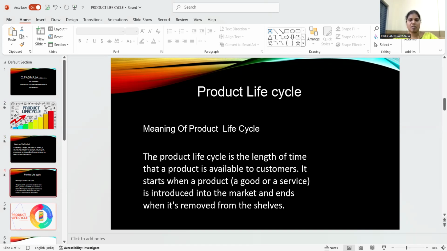Product life cycle. Meaning of product life cycle. The product life cycle is the length of time that a product is available to customers. It starts when a product, a good or service, is introduced into the market and ends when it's removed from the shelves.